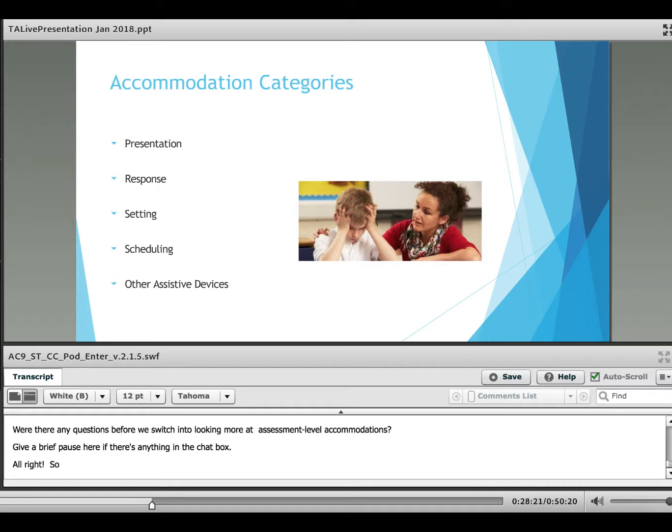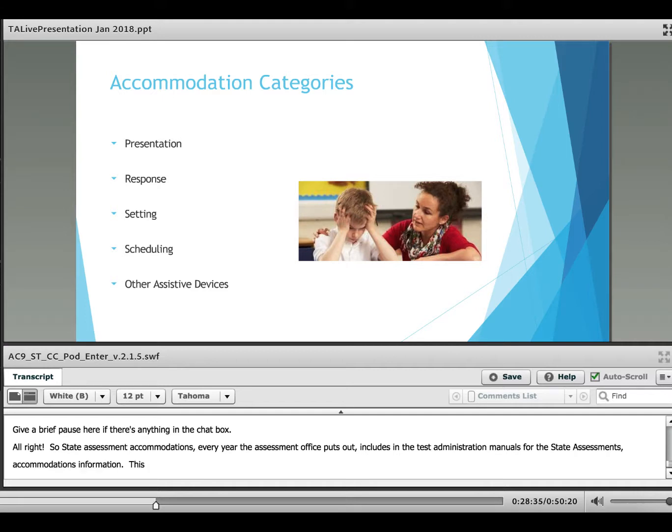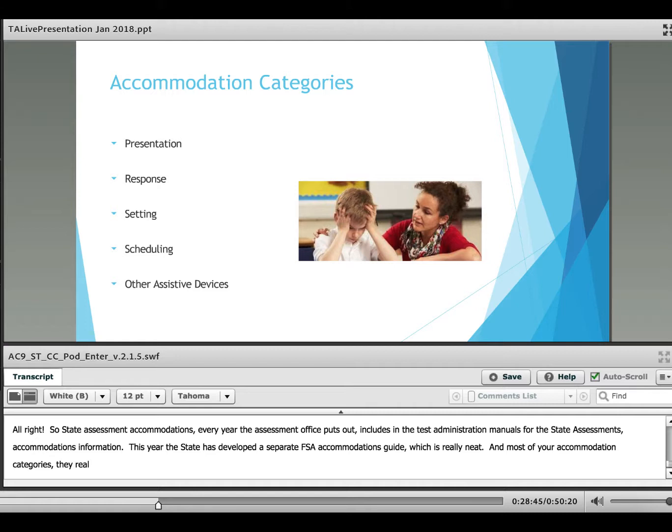So state assessment accommodations: every year the assessment office includes accommodations information in the test administration manuals for the state assessments. This year the state has developed a separate FSA accommodations guide, which is really neat. Most of your accommodation categories break down into five areas: presentation, response, setting, scheduling, and other assistive devices.